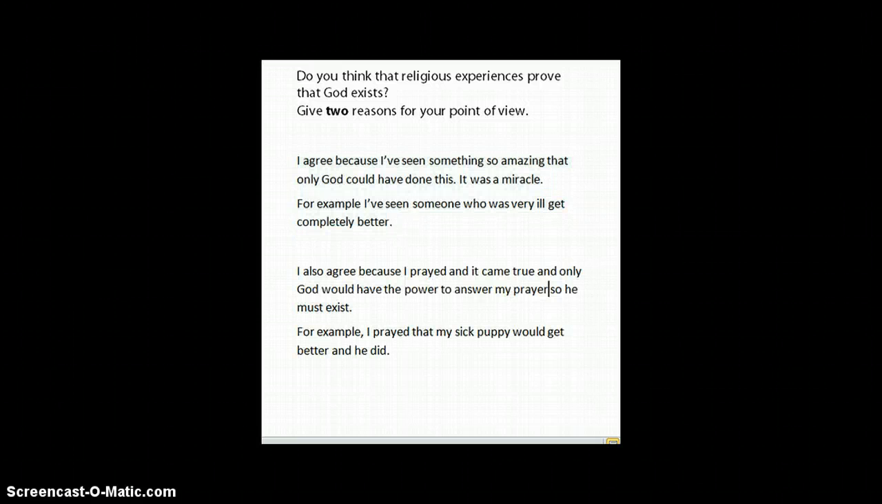So I've added my second developed reason. So my other reason is, here's my point. I also agree, and I've got my because in there. I prayed and it came true. Only God would have had the power to answer my prayer, so he must exist. So I've given my reason, and then I've backed it up again with an example. For example, I prayed that my sick puppy would get better, and he did.